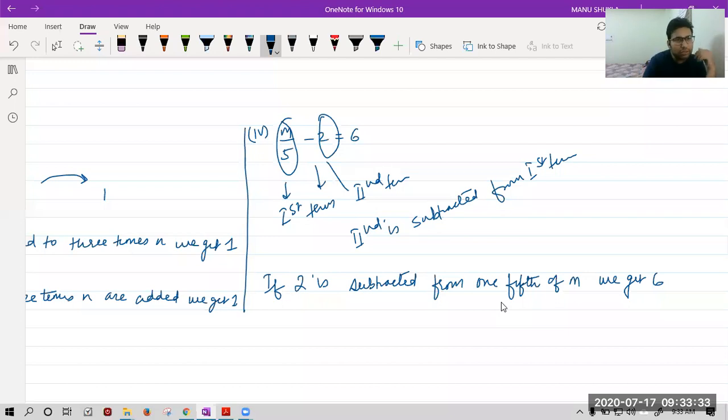Almost all of you are writing correct only. 2 subtracted from 1/5 is 6. Subtraction of a number multiplied by 1/5 and 2 gives 6. Kritika, your language is a little difficult to understand. 1/5 of m subtracted from 2. This was wrong. Who said that? You have to understand that the first term is m by 5, the second term is 2. We are subtracting 2 from m by 5. So the statement should be, if 2 is subtracted from 1/5 of m, we get 6. Try to understand that 2 is subtracted from the first term.